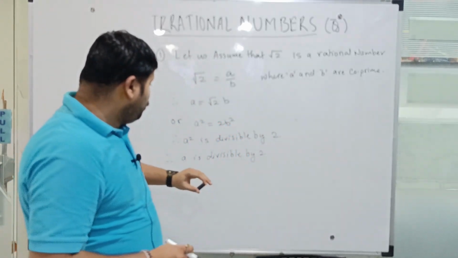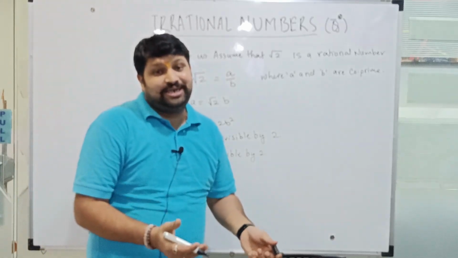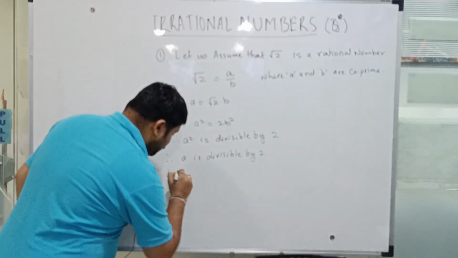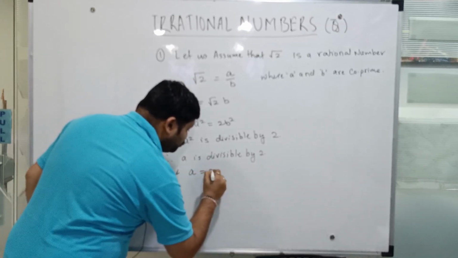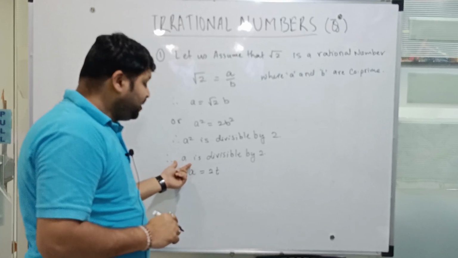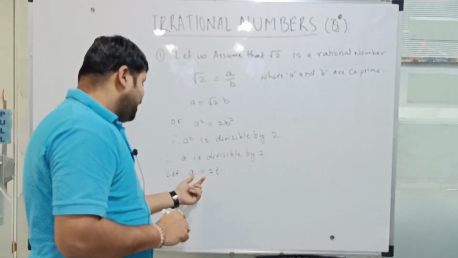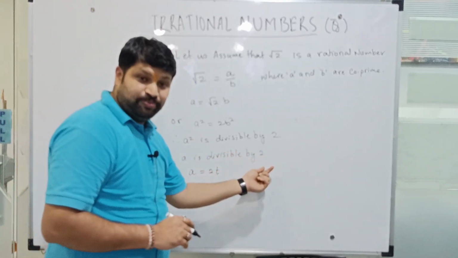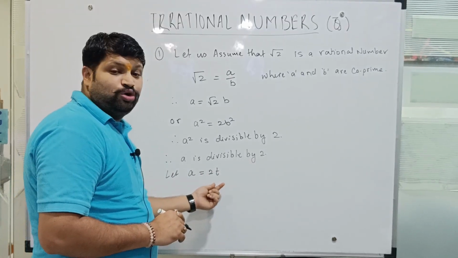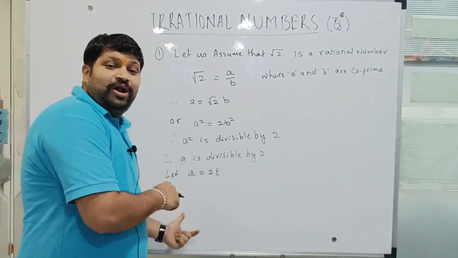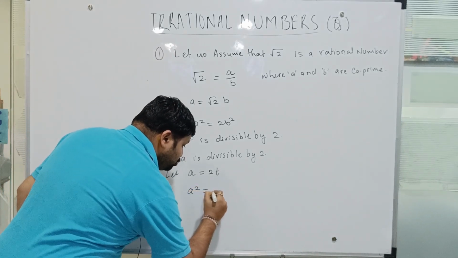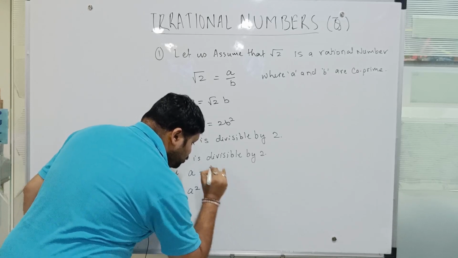Okay, so let us call this number t. So we say let a equal to 2t, meaning if I take a, here I have proved that a is divisible by 2. So I say that if I take a and I divide it by 2, I will get a number t, or a is equal to 2t. Now what happens if I square these numbers? I get a square is equal to 4t square.